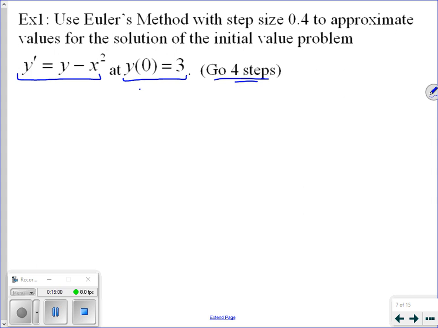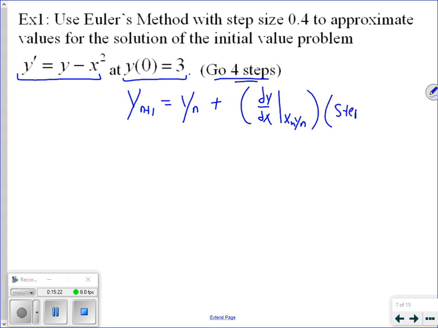All right, let's write out the formula so we make sure we understand it. I write it this way. If I want to know my next y value, I'm going to take my old y value and add my slope at my current point times my step. That's all it is. You're going to take your old y value and add the change in your y value to get your next value. So this is nothing more than Euler's method.